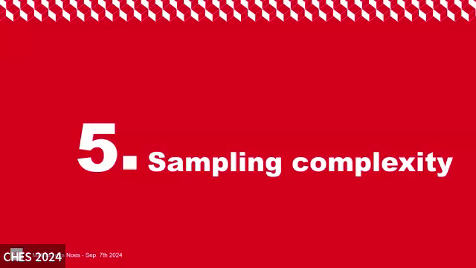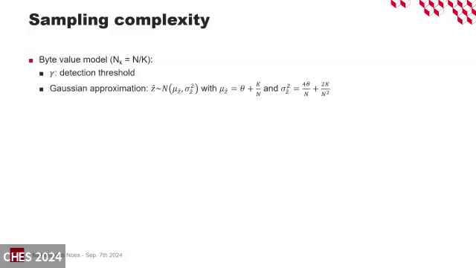So once we derive these distributions, we want to use them to analyze the sampling complexity. I will explain how we proceed for the byte value model. First, we assume that we have the same number of traces for each class, which is a good approximation when we have a large number of classes. We define the detection threshold gamma, and we use the Gaussian approximation for the SNR with the mean and variance given here. When we have hypothesis H0, we simply set theta equal to 0.